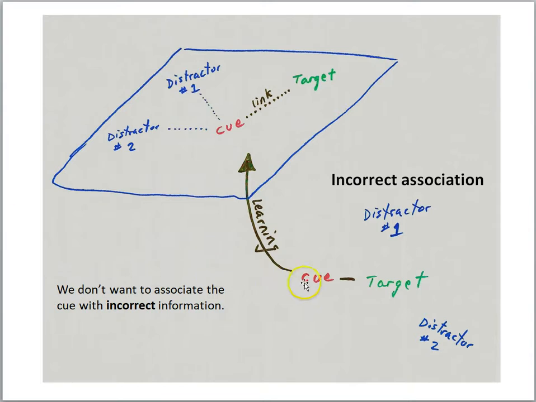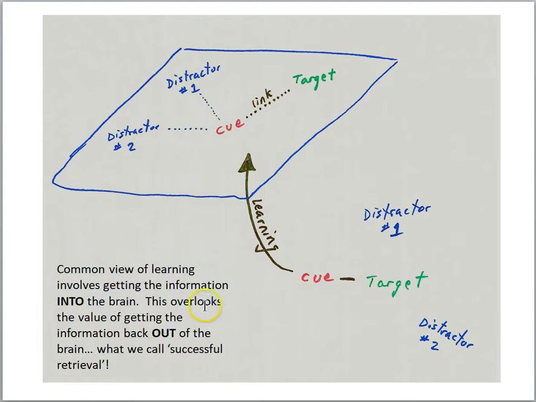Now, we don't want to associate the cue with other distractors, so other bits of information, incorrect pieces of information. So we want the cue to be linked to the target and not linked to other distractors. Now, lots of students have a view of learning that involves getting information into the brain. So the idea in this view is that learning is really just storing this information in the brain. But this overlooks the value of getting the information back out of the brain, what we call successful retrieval. It's not enough to just store the information. We want to have access to that information.